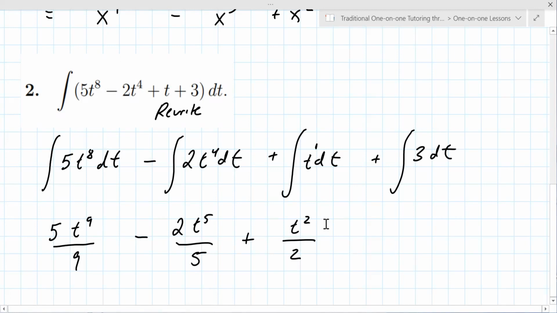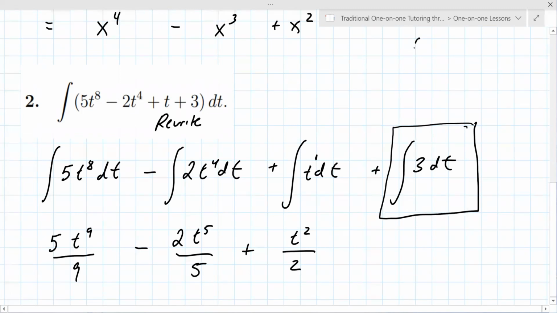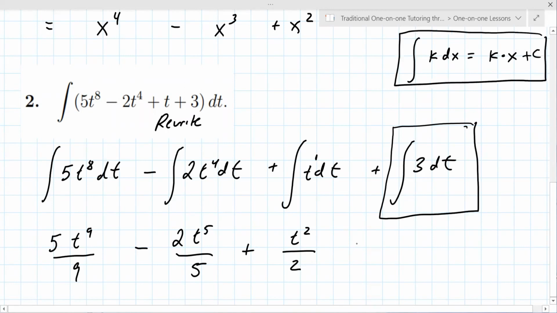Okay, great. Now this last one here is kind of different. Let me go up above here a little bit. The integral of a number, so sometimes it's k dx, always equals k times x plus c. So for example, here, this is going to be 3t because you use this variable here. So the dt is what becomes the t in this case.